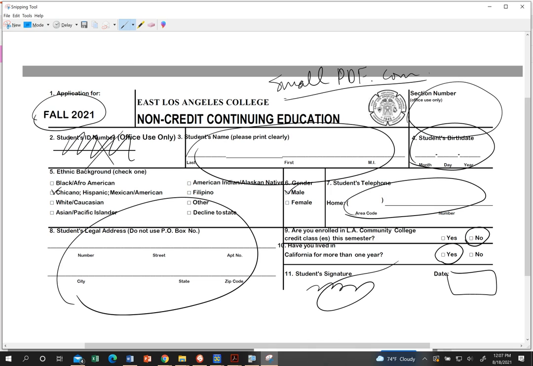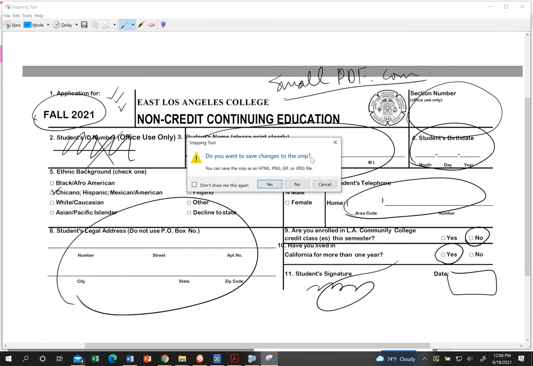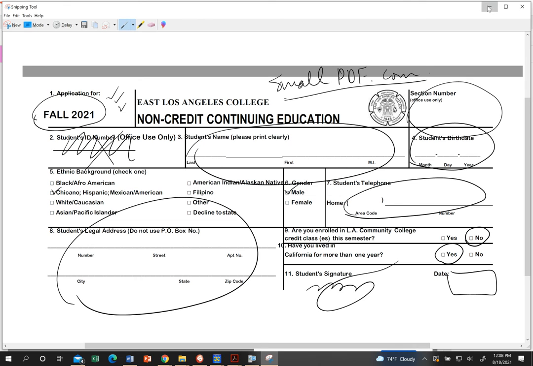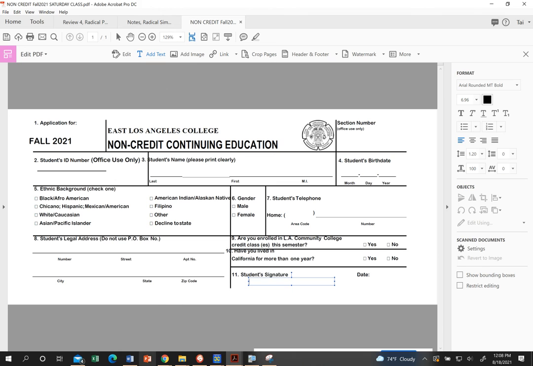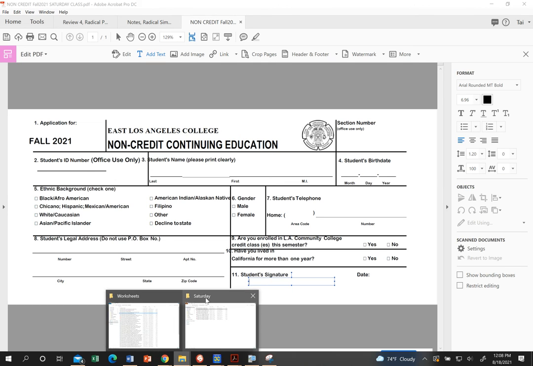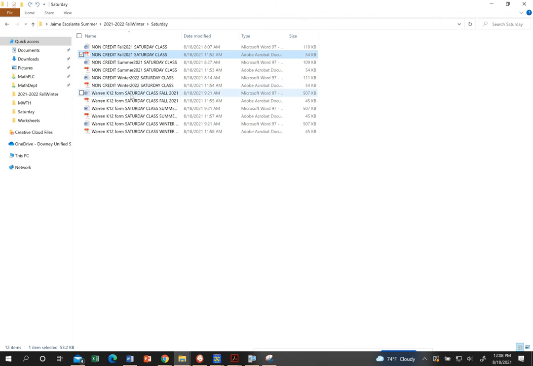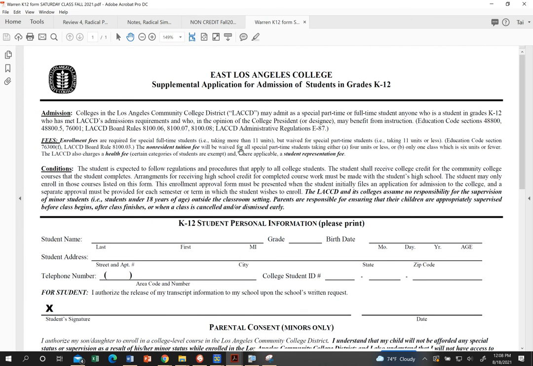Like I said, you have a total of 3 of them. You have a fall, summer, and winter, and you need to fill out the same way with all different forms. All right, so that's one of them. All right, the other one is something like this.